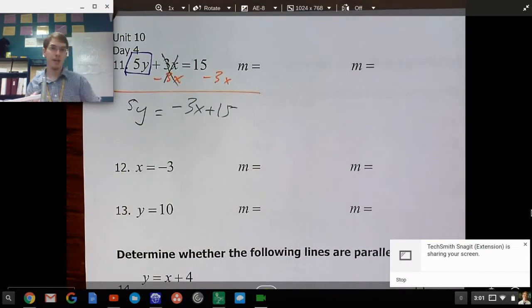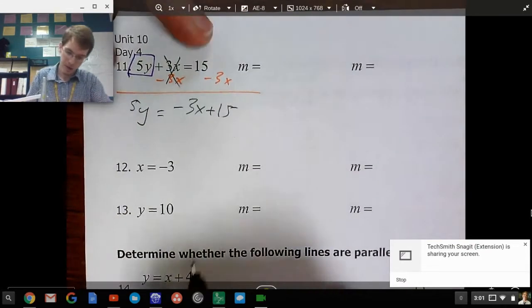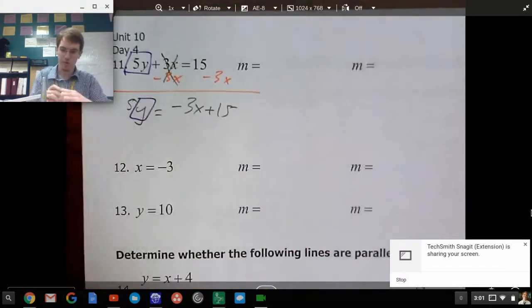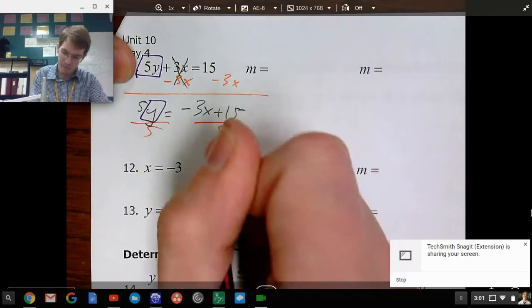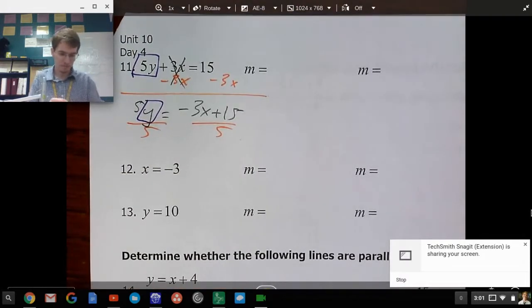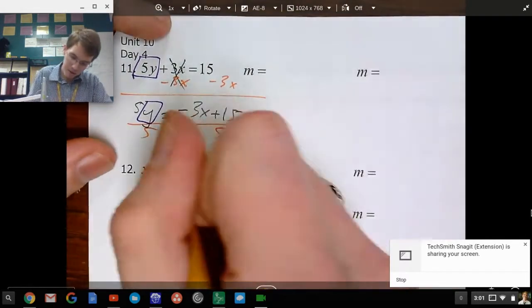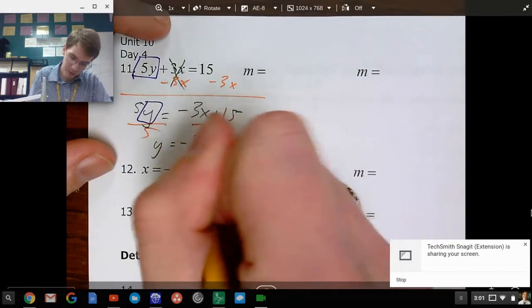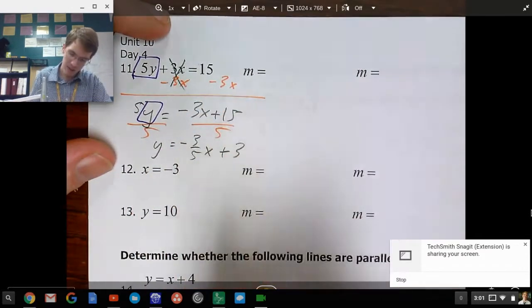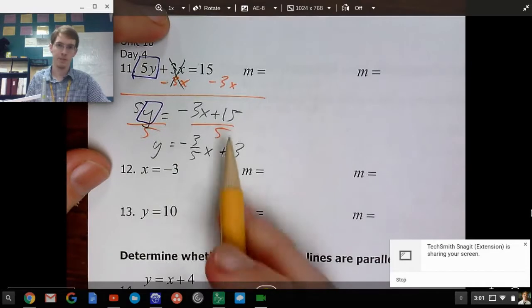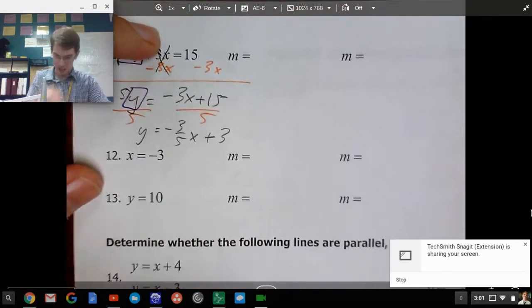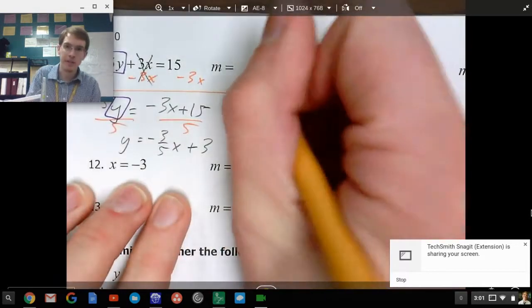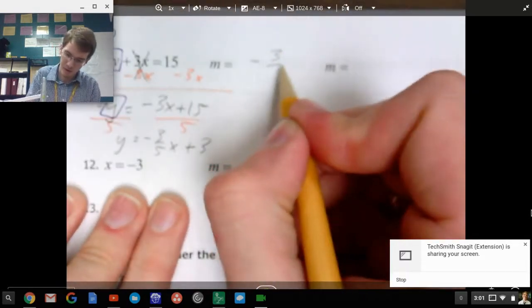Okay, is y by itself yet? Not quite. So we'll divide by 5 everywhere. So we get y equals negative 3/5 x plus 3. Because 5 doesn't go in evenly here, but it does go in there. So we have a negative, okay, good, and a positive. So our slope then is negative 3/5.